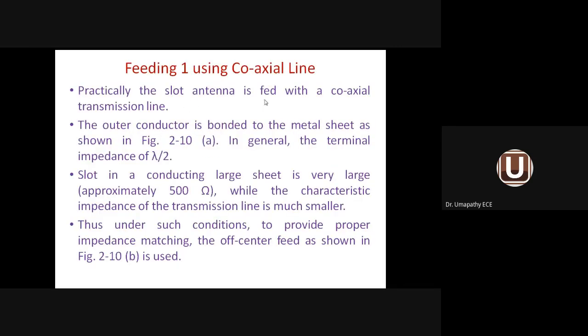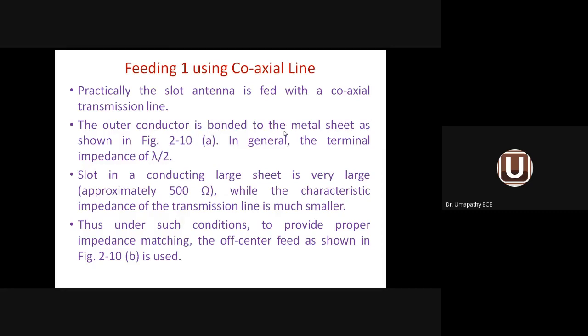Typically, the slot antenna is fed with a coaxial transmission line. So normally, to feed the signal into the slot antenna, only coaxial transmission line will be used. Waveguide will not be used. A twisted pair transmission line will not be used. Only coaxial conductor. Coaxial conductor means there will be an inner conductor and an outer conductor, which are separated from each other by means of an insulator or a dielectric. So we are using a coaxial line to feed the slot antenna.